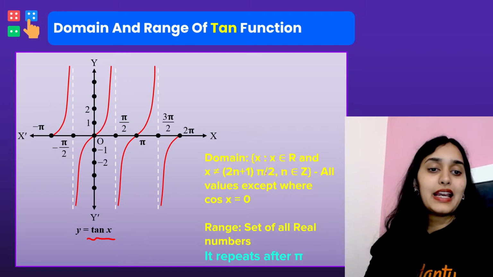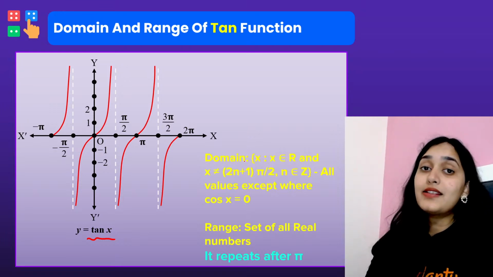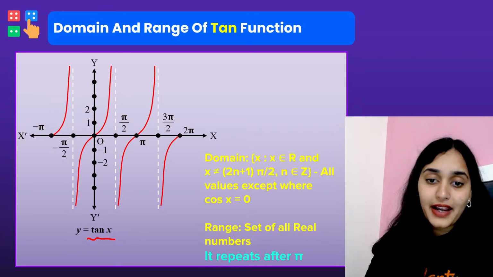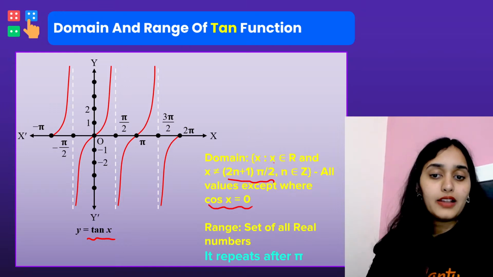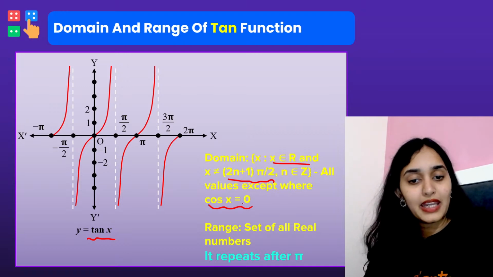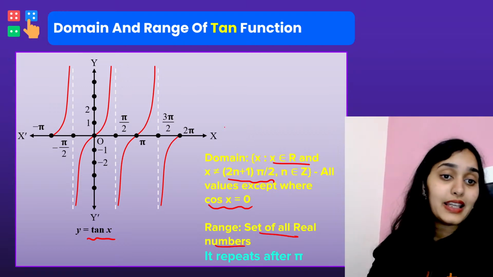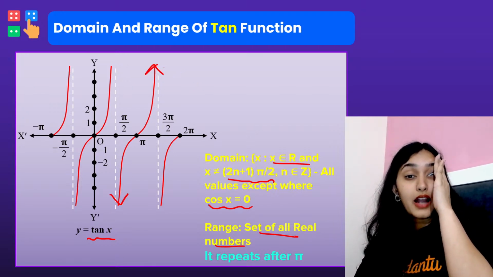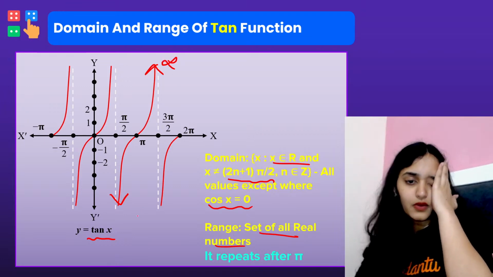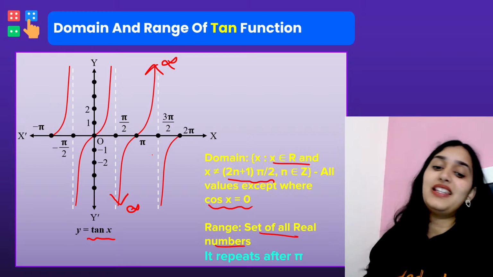Now tan theta is basically sine upon cos. Again, cos 0 means tan is undefined. So it is undefined only where cos is 0. All the other real numbers are allowed in the domain. And the range is the set of all real numbers. Now the interesting thing is, if you look at the output of the function, the graph is going from minus infinity to infinity. Like all the real numbers can come in the output.